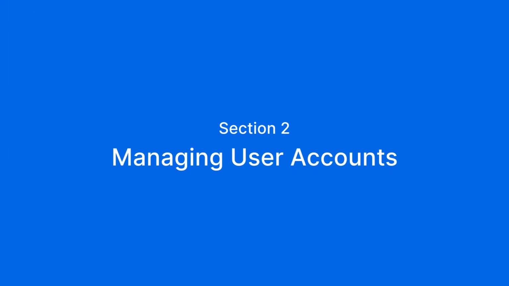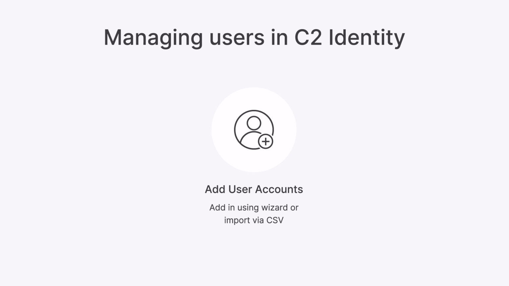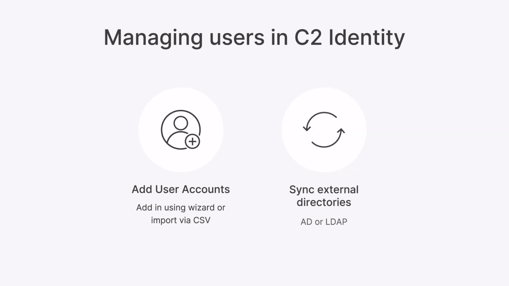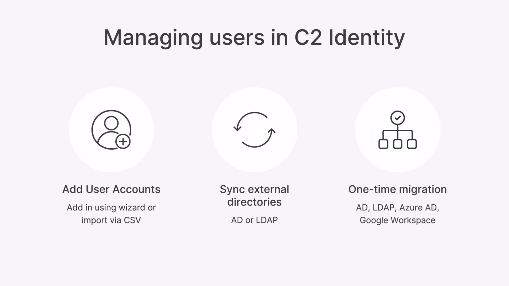Moving on into Section 2, Managing User Accounts. So on the agenda for this section, Managing Users in C2 Identity, you essentially have three options. You'll be able to add user accounts manually using the wizard or through import via a CSV file. You could also sync directories that may already be in place. That could be Windows Active Directory that is already in place in your environment, or a Synology LDAP server, for example. Or you can do a one-time migration out of those Active Directory environments, out of those LDAP environments, or out of Azure AD and Google Workspace.